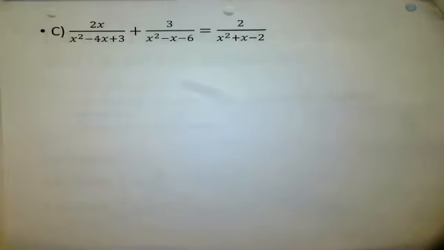All right, letter C, we have 2x over x squared minus 4x plus 3 plus 3 over x squared minus x minus 6 equals 2 over x squared plus x minus 2. All right, the rule is factor first.